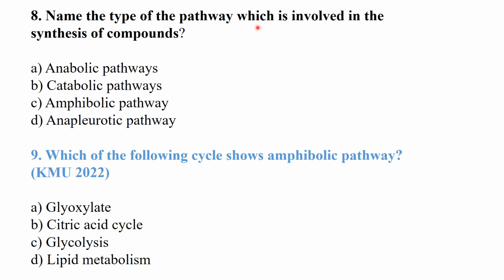Name the type of pathway which is involved in the synthesis of compounds. Compounds are always synthesized in the anabolic pathway, in which monomers combine to form polymers. Which of the following cycles shows an amphibolic pathway? This is an important MCQ from 2022. It is the citric acid cycle, which is also called the amphibolic pathway.